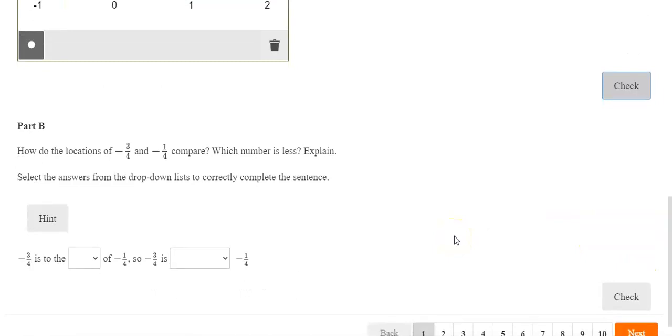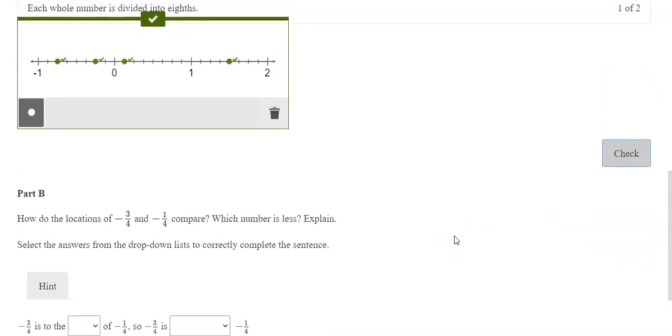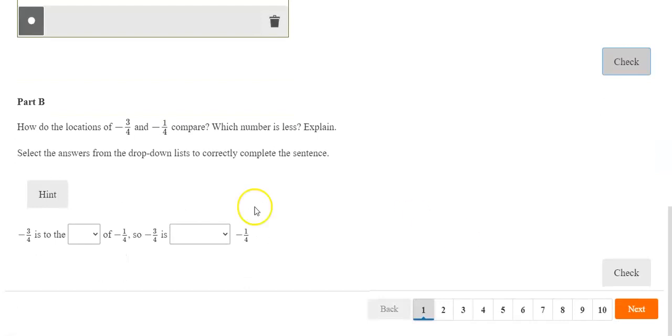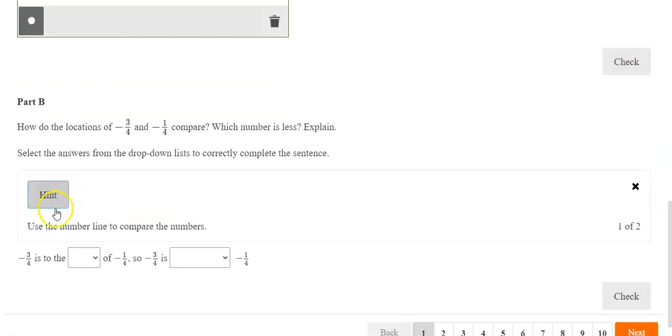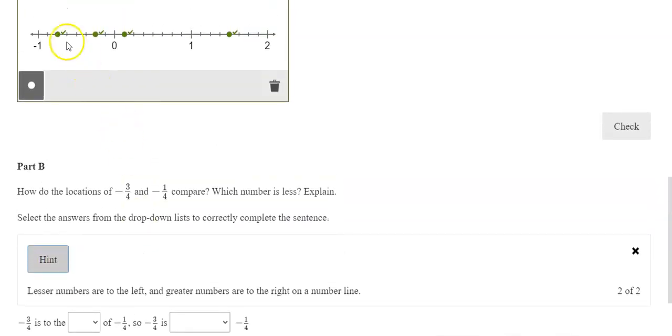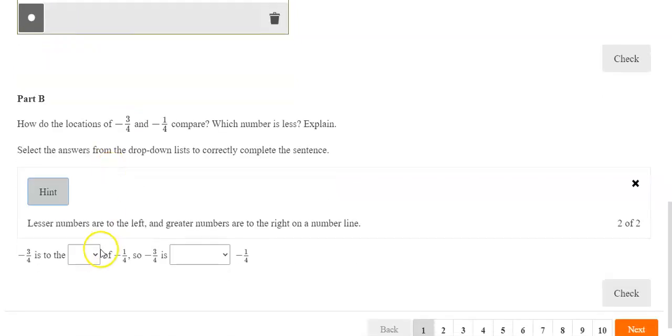How do the locations of -3/4 and -1/4 compare? Which number is less? We're going to explain and then select the answers from the drop-down list to correctly complete the sentence. So our hint, use the number line. Lesser numbers are on the left. So -3/4 is to the left of -1/4. So -3/4 is less than -1/4.